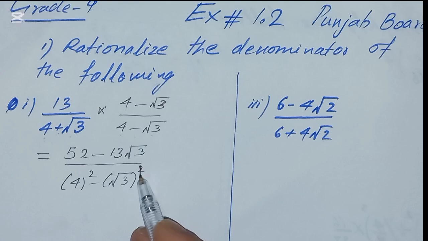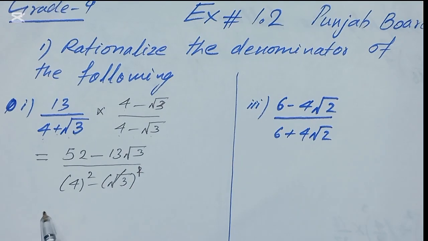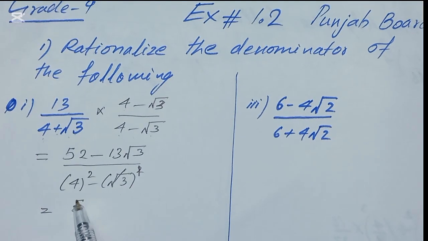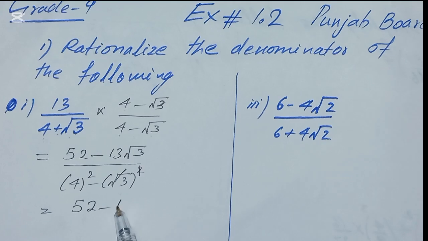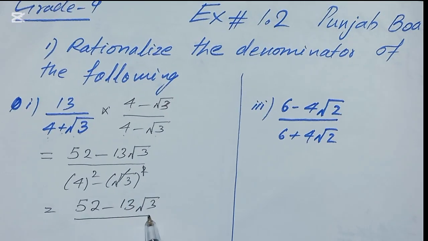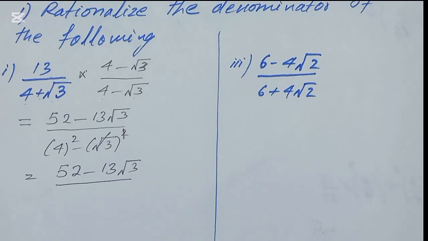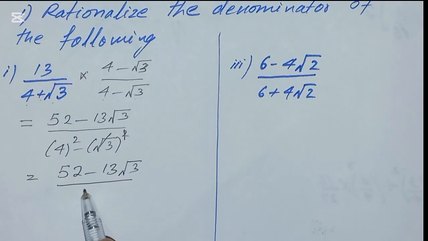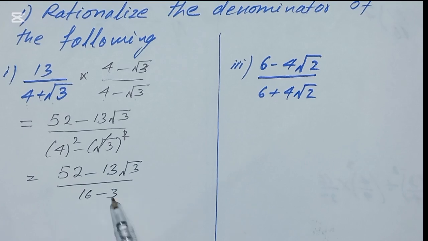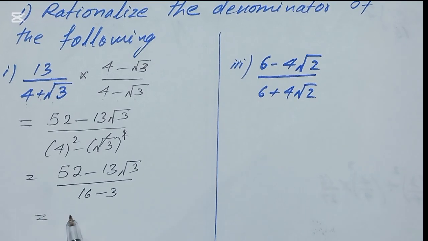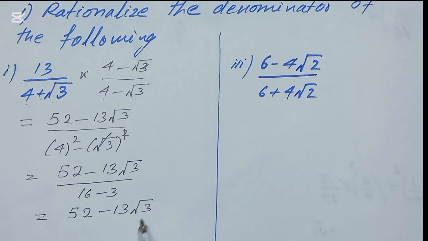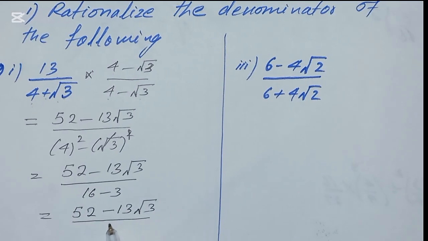So to cancel this square root sign, in the next step, 52 minus 13 under root 3 divided by square of 4, which is 16 minus 3. So next step, 52 minus 13 under root 3 divided by 13.